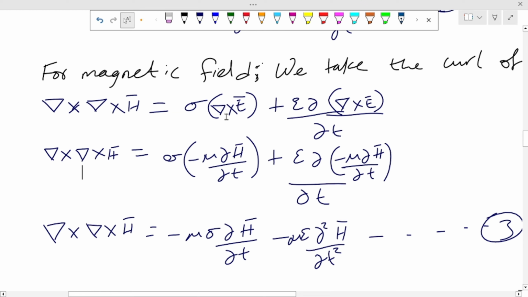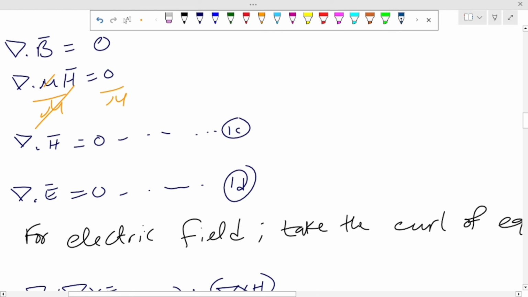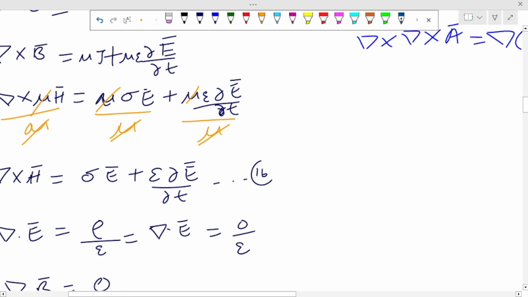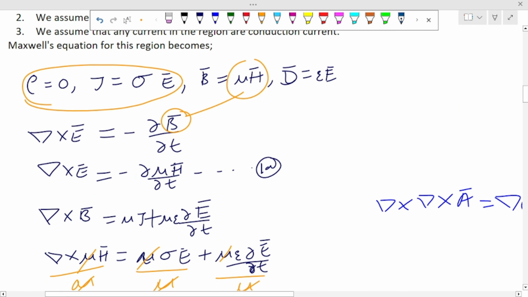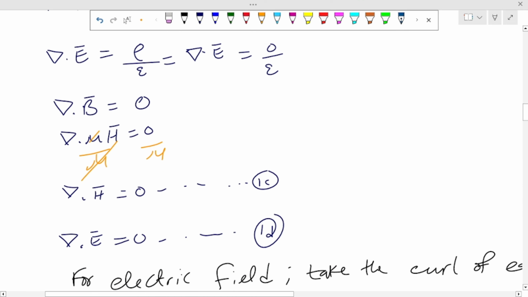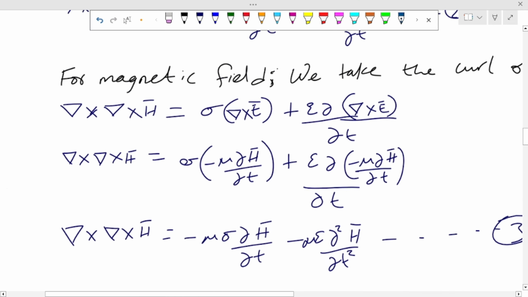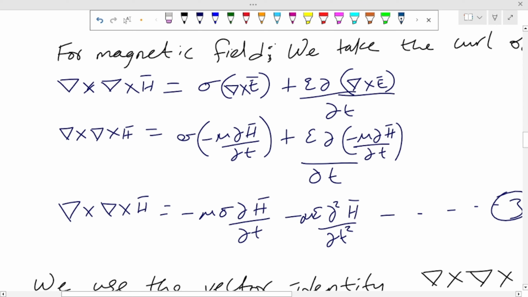The next thing is this. What is nabla cross E? Go back to equation 1a. Where are you? Equation 1a. Look at it. This is nabla cross E. So anywhere you see nabla cross E, you take this thing and substitute it there. So we've done that. Please, you can follow up with your rough note. So nabla cross E, we place this. Nabla cross E, we place this.